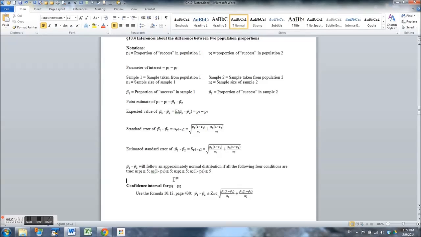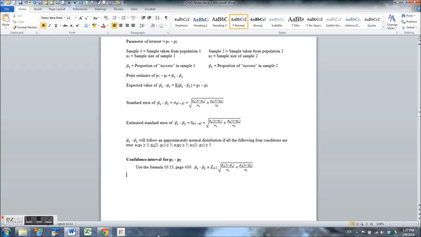Then both samples are large enough, and once both samples are large enough, we can use this formula to figure out our confidence interval for P sub 1 minus P sub 2. So we are now able to use the Z table because the samples are large, and then we use the estimated standard error. So this is our point estimate, and that's our margin of error.